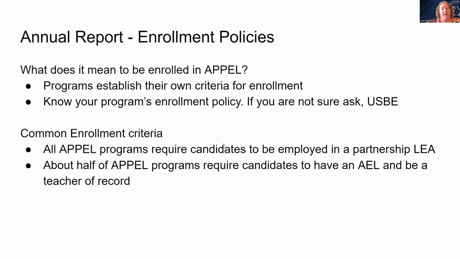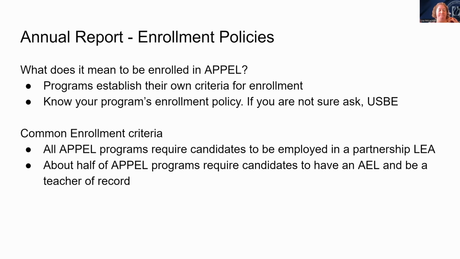So again, your program gets to establish its own policy for what enrollment means. And if you're not sure, you can ask USBE for help or guidance, or to see what we may have on file for your program. Some examples: usually, from what I've been aware, all APPEL programs require candidates to be employed in a partnership LEA in some capacity. They could be employed as a part-time teacher, a full-time teacher, or a paraprofessional. I think we even have an office specialist that's working towards a license, but they have to be employed in a partnership LEA, as far as I'm aware.